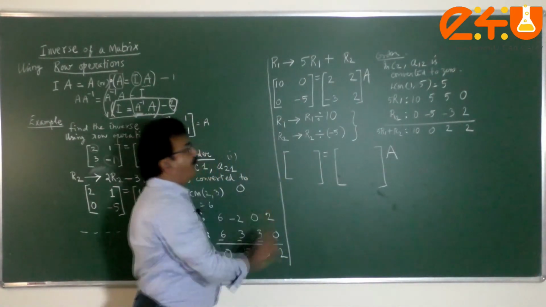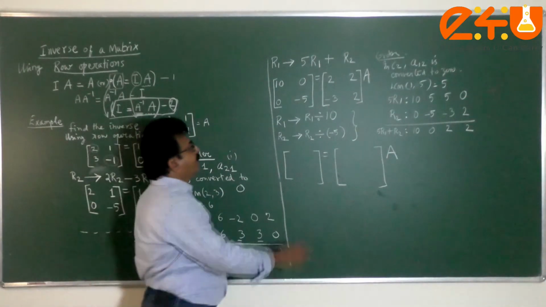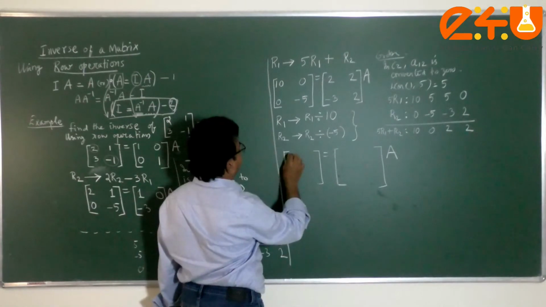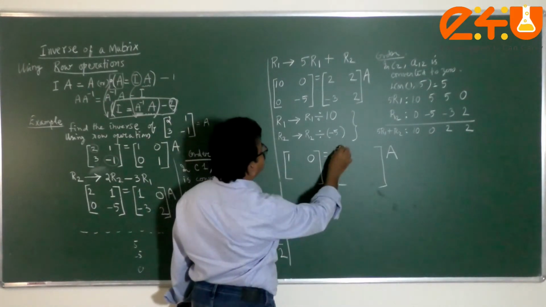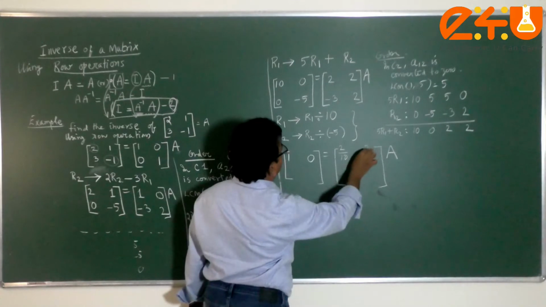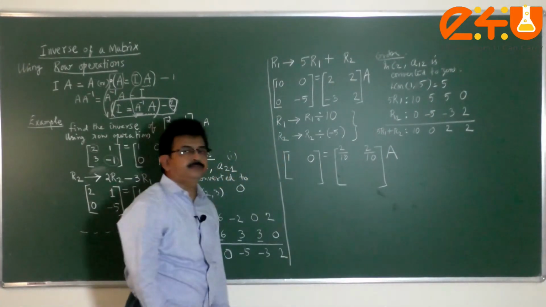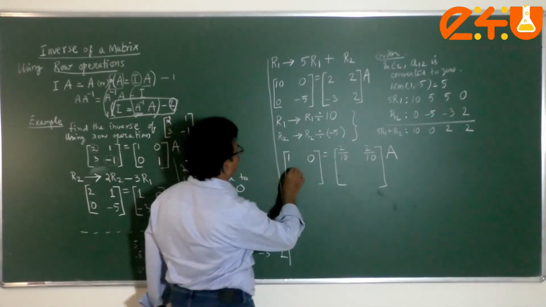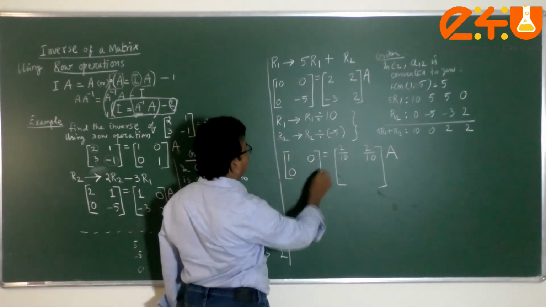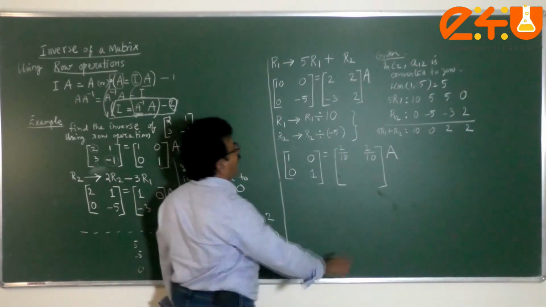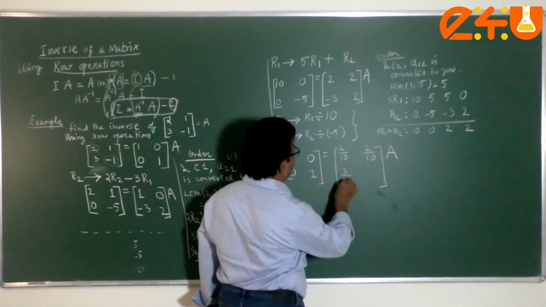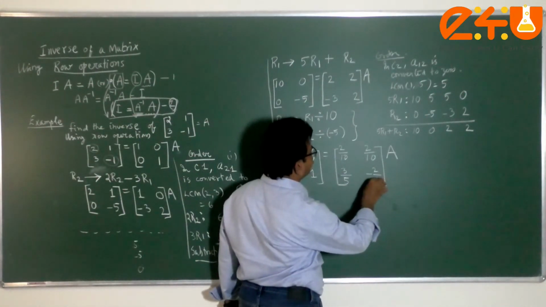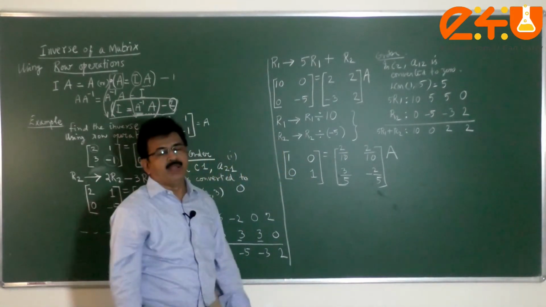So I am just writing blank matrices. Execute R1 divided by 10. 10 by 10, 0 by 10, 2 by 10, again 2 by 10. Is that done? What about division by minus 5 in the second row? 0 divided by minus 5, minus 5 divided by minus 5, minus 3 divided by minus 5. So the minus sign cancels, and 2 divided by minus 5 gives negative 2 by 5.